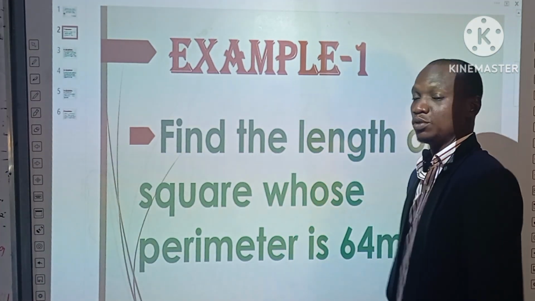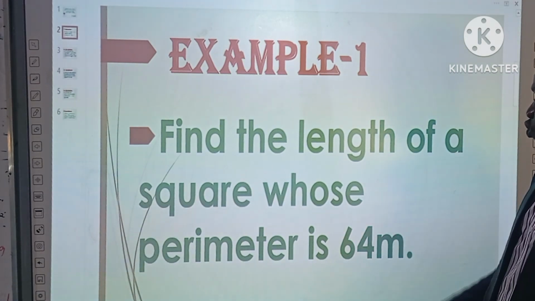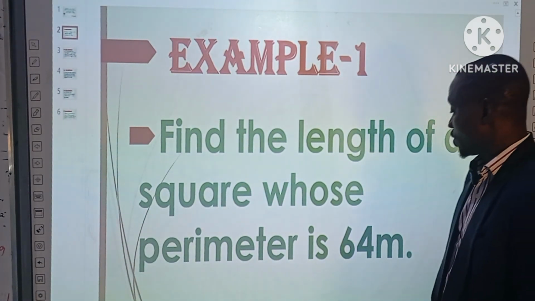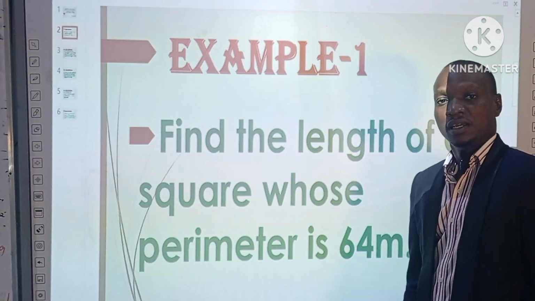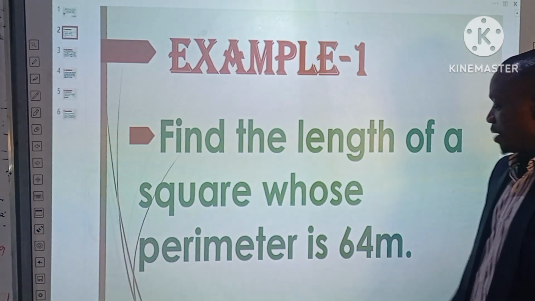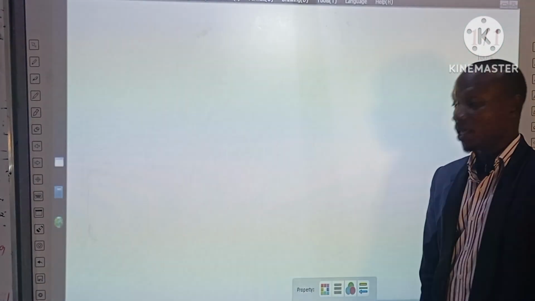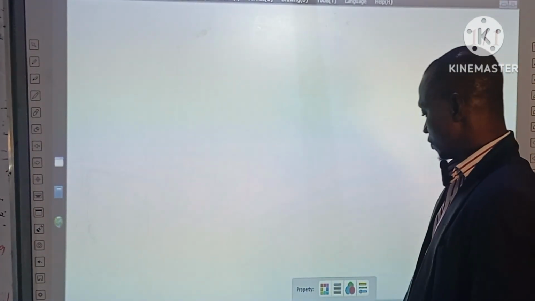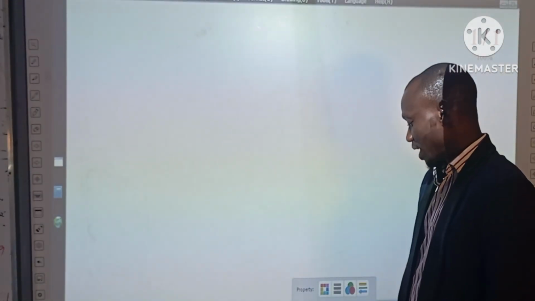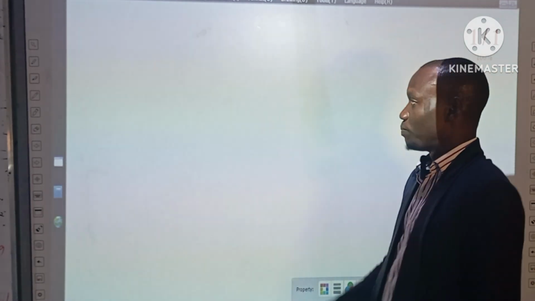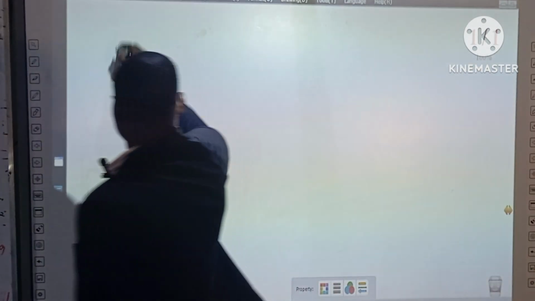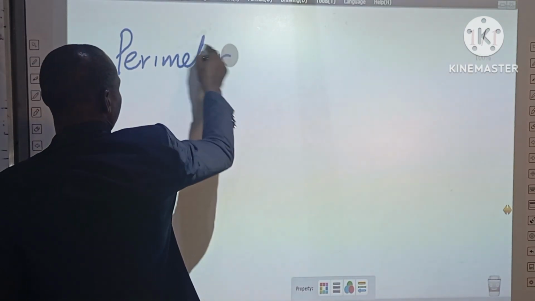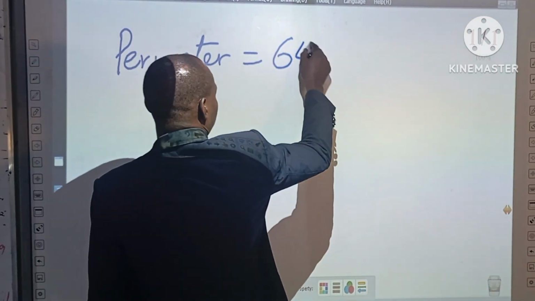Now, first example, we are asked to find the length of a square whose perimeter is 64 meters. We all know that the square has four equal sides. And we are given the perimeter. Perimeter is equal to 64 meters.